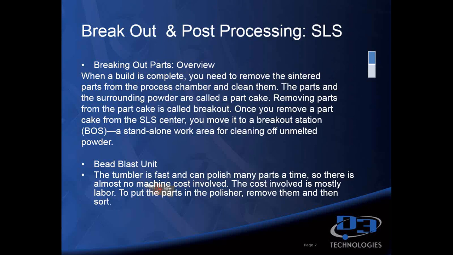Some people also put it into what we call a tumbler, because a tumbler is fast and it can polish many parts at one time. So there's really no real machine time involved in that. So that's another way that you do some post-processing with pulling those out. Now, to add to that, all of that material that's not solidified or sintered is material that can be placed back into the unit and reused. So about 80% of the material can be recycled and reused if it's not sintered already.